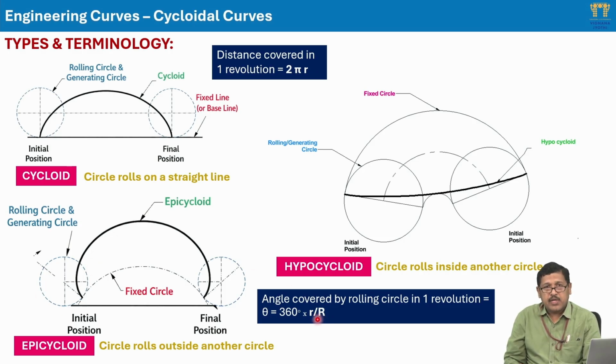So small r is the radius of the rolling circle, whereas capital R is the radius of the fixed circle or the directing circle. The circle on which the rolling circle is going to roll is called the fixed circle or the directing circle, and its radius is denoted by capital R. So if we are able to solve this, we'll get an angle, and that angle tells us how much portion of the circle has been covered by the rolling circle in one complete revolution.